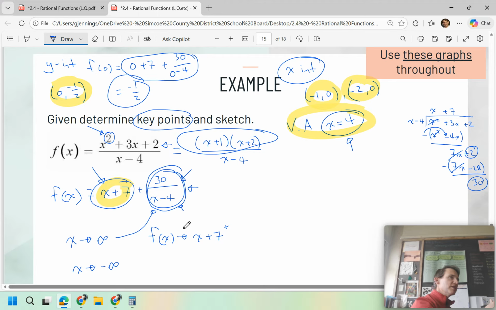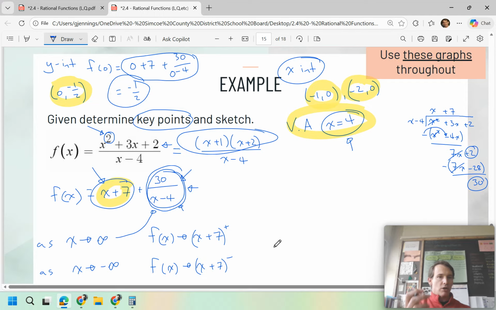it's underneath 0. So our function f of x is underneath x plus 7. So we have, as x goes to negative infinity, f of x goes to x plus 7 on the negative side. And I think I prefer putting this in brackets just based on that notation. Okay? So that's what our statement would look like, or what it would look like in your table.